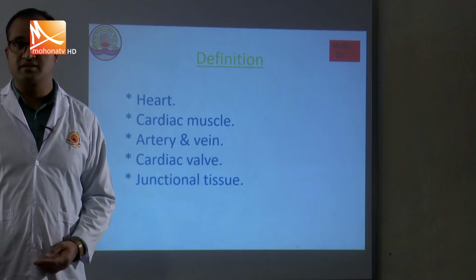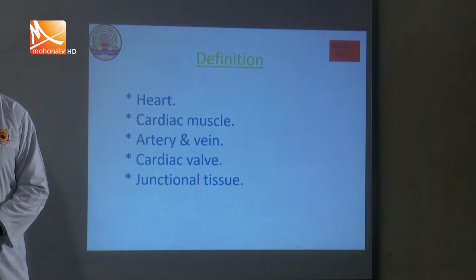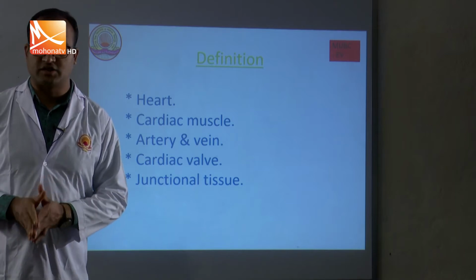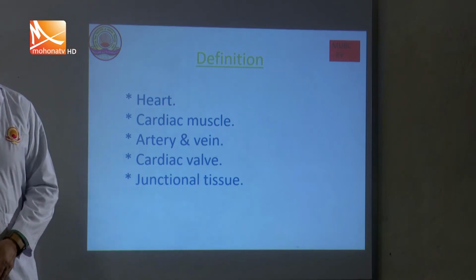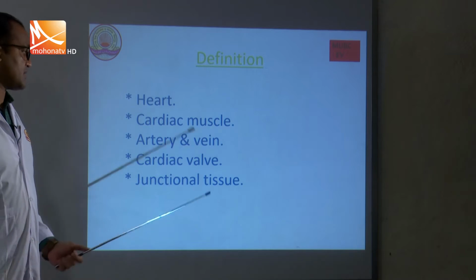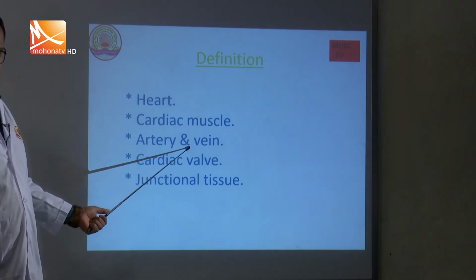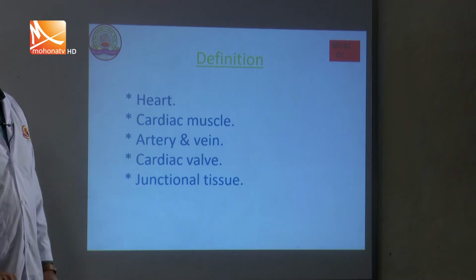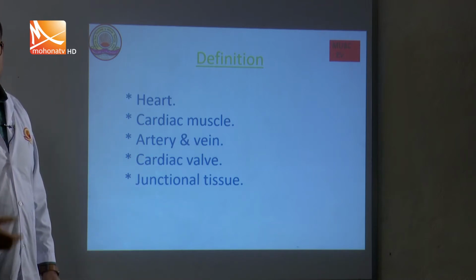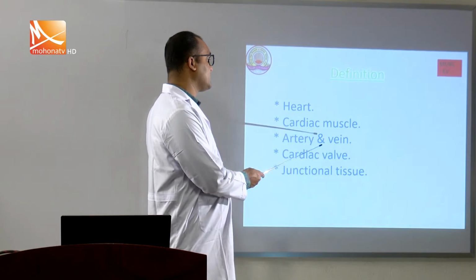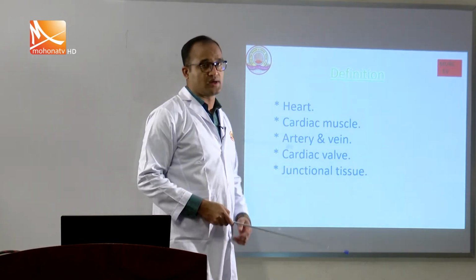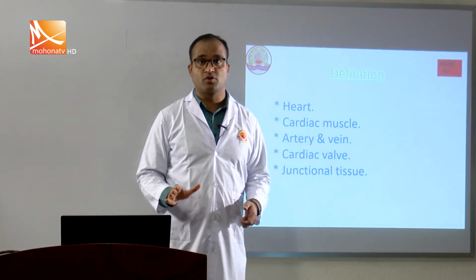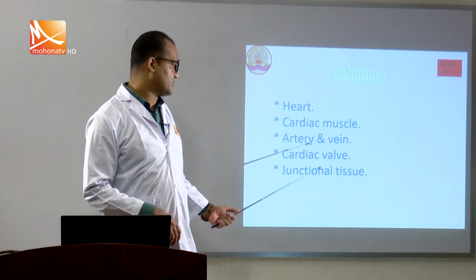Cardiac muscles not only make up the human heart, but also help the heart in pumping. That means the contraction and relaxation process. And the other two parts are the artery and vein. An artery carries the oxygenated blood from the heart to the human body, and the vein collects the deoxygenated blood from the body to the human heart.